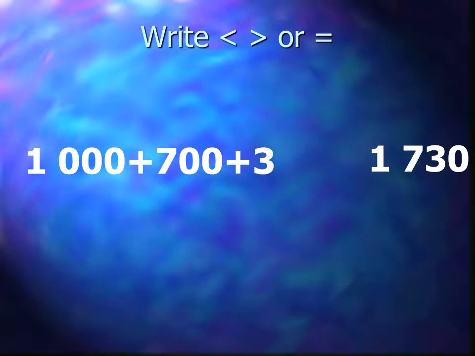Now we have a number in expanded notation, an expanded form. Please write less than, greater than, or equals to with these two numbers. Did you choose less than? Very good. When we combine the expanded form, we end up with 1,703, which is less than 1,730.